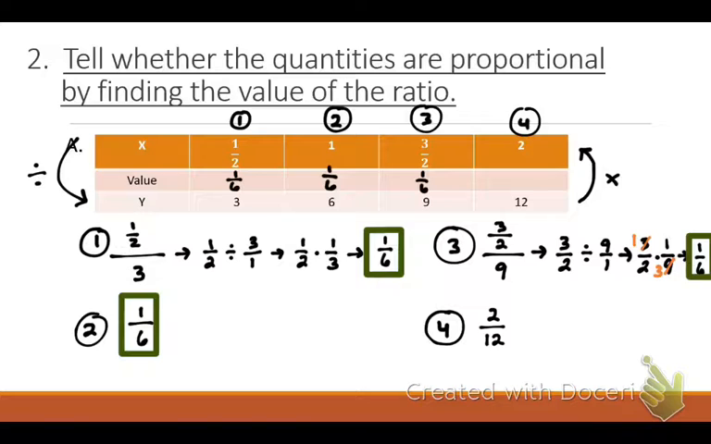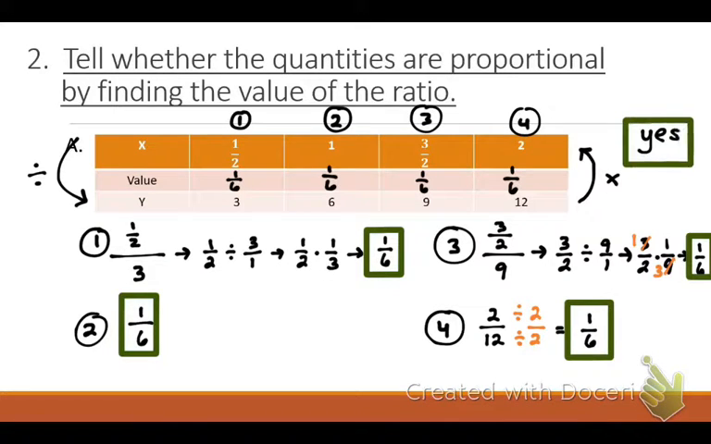12. 12. Jacoby, is there anything that goes into a 2 that also goes into a 12? Yes, ma'am. What is it? 2. A 2. So I'm going to reduce this by dividing on top and bottom by a 2. Jacoby, when you reduce that, what do you get? 1/6. Class, did I have the same value of the ratio across the whole table? So somewhere here you want to simply write yes, that's your final answer. Yes, it is proportional because the value of the ratio was the same throughout the entire table.